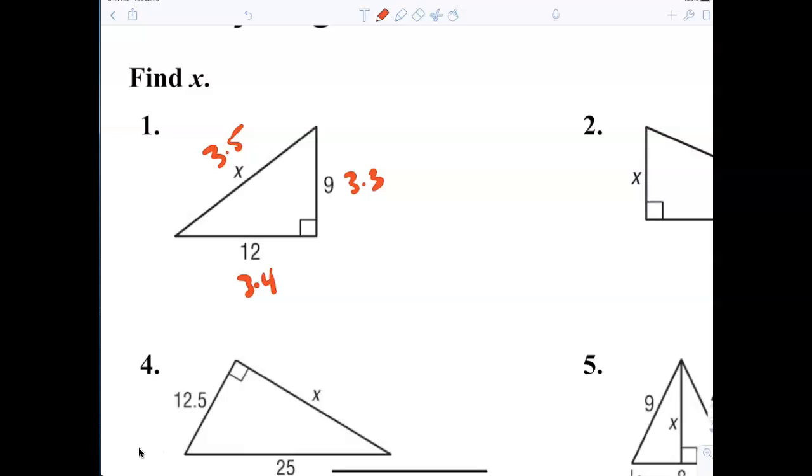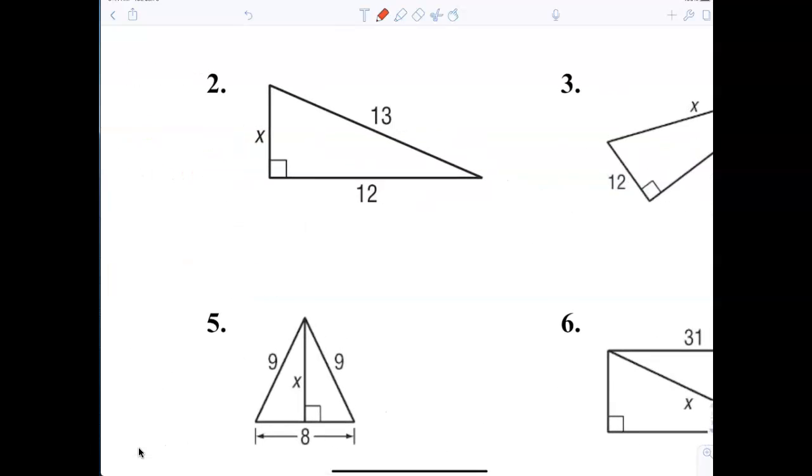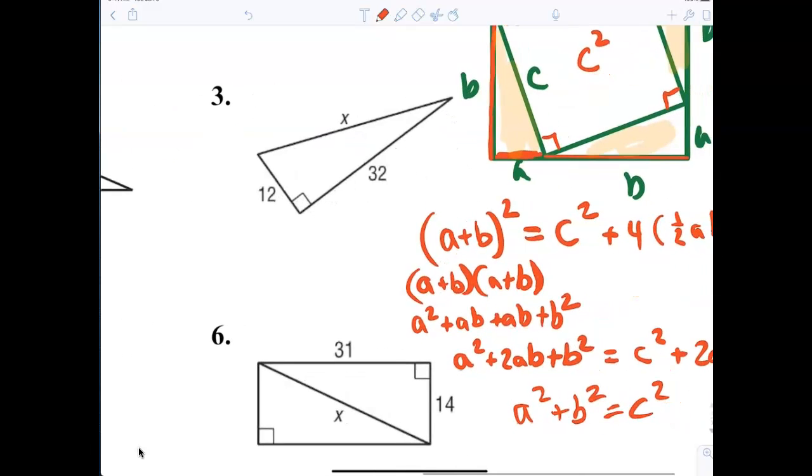Everybody okay with that now? All right? You know how to do Pythagorean theorem, so it's not a big deal. So let's see number 2. Wow. Right? Does everybody see what I'm saying? It's a waste of time. Know those triples. Save yourself a bunch of time. So x equals what? 5. Everybody good with that? All right, let's check out 3.